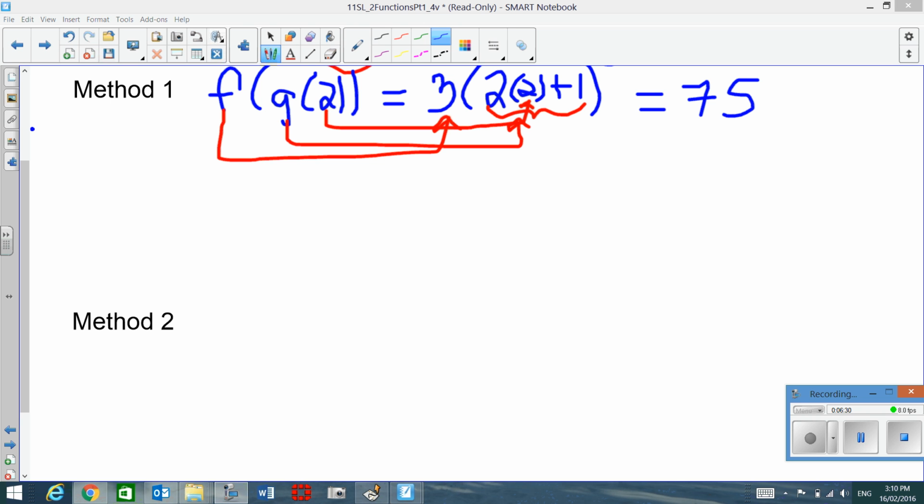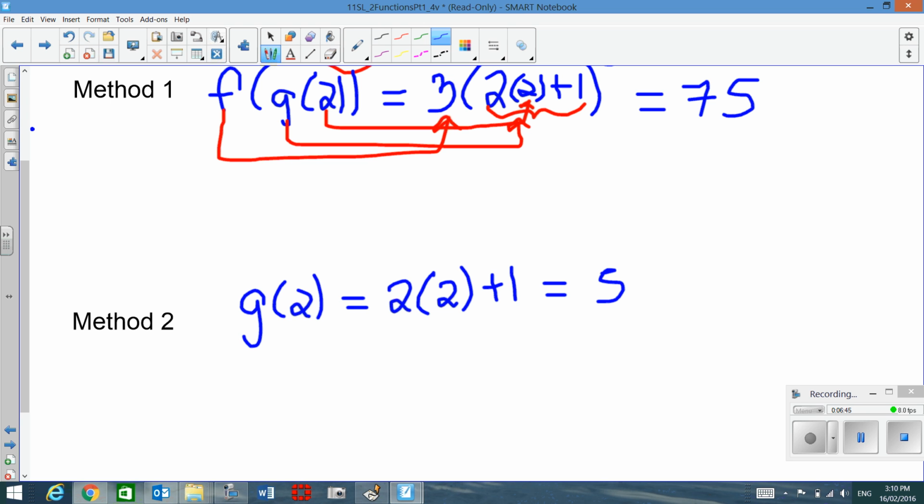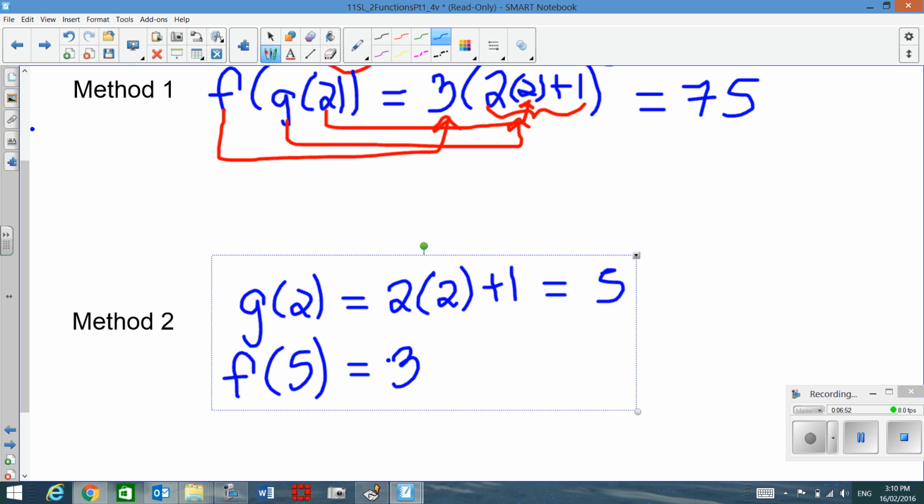If we don't want to put all the layers in one step, one option is to start by just saying, well, what's g of 2? So if I know that g of 2 is 2 times 2 plus 1, I can find g of 2 to be 5. Then I can take f of 5, and I can replace the 5, so I have 3 times 5 squared, and then I can get to 75 that way as my final answer.